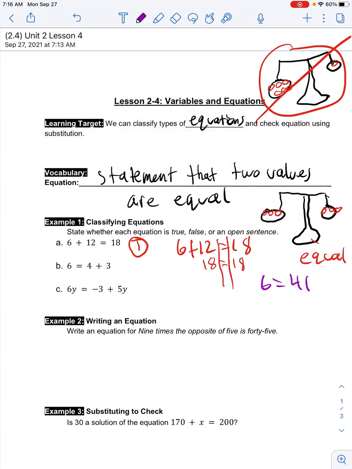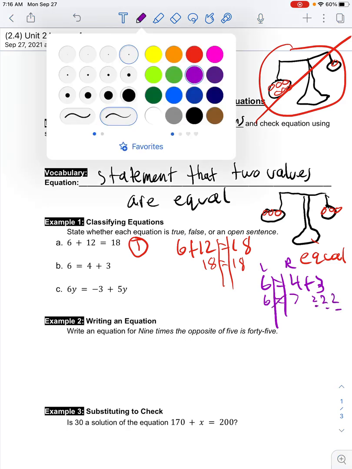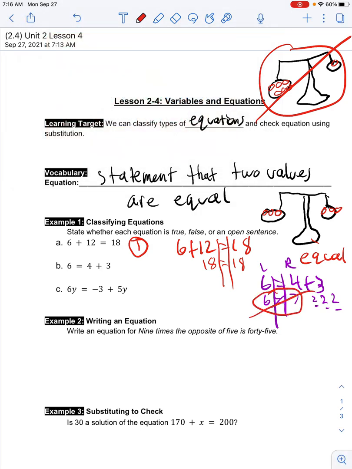Now, if I look at part B, it says 6 equals 4 plus 3. Again, I'm going to separate my left side and my right side, and I'm going to say, does 6 equal 7? No, that is not true. 6 does not equal 7. So I'm going to say false.